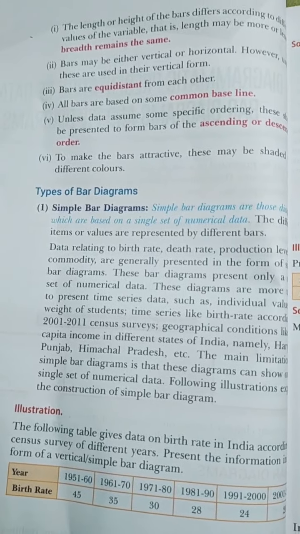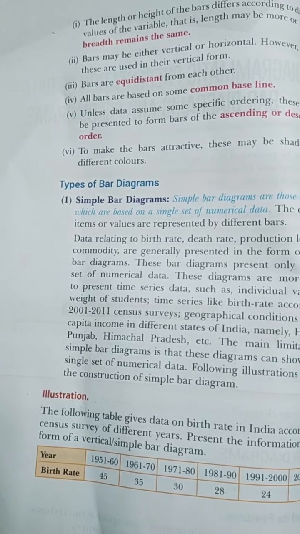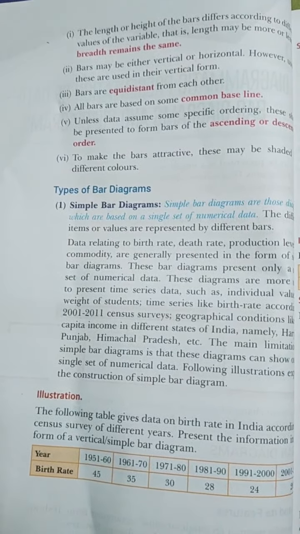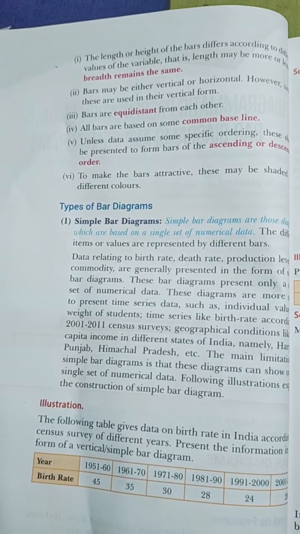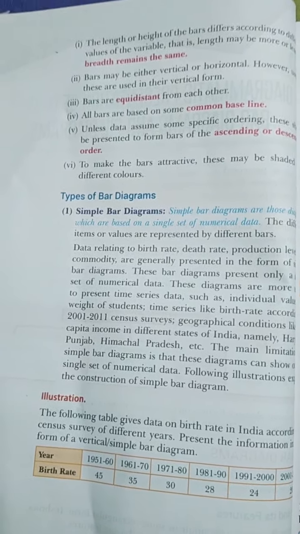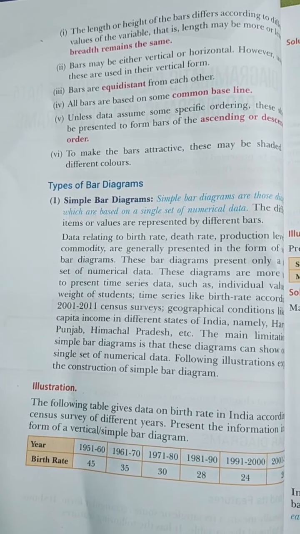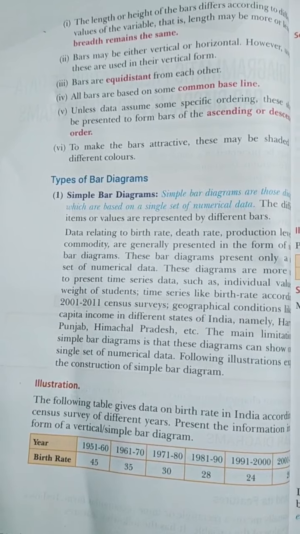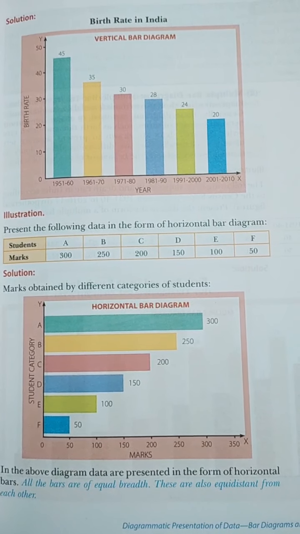In a horizontal bar diagram, the data is presented along the x-axis, that is, a sleeping line. So vertical means standing line and horizontal means sleeping line. Bars of a bar diagram can be visually compared by their height, and accordingly data are comprehended quickly. Now I will show you with one example how to draw this simple bar diagram. Here you can see an example.